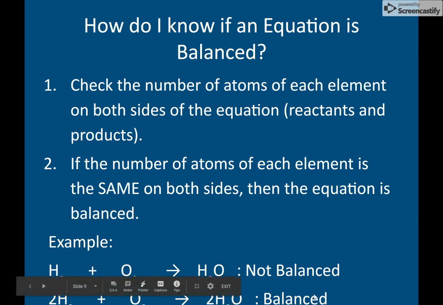Oh, why can't you see that? All right. The other one, you can see it in your notes. It says 2H2 plus O2 yields 2H2O. This is balanced.